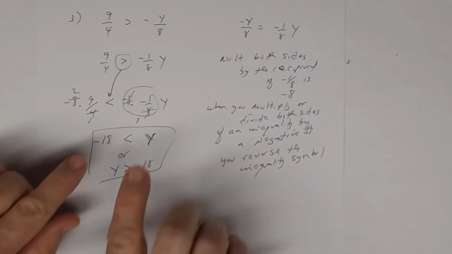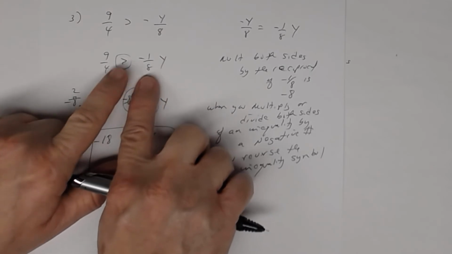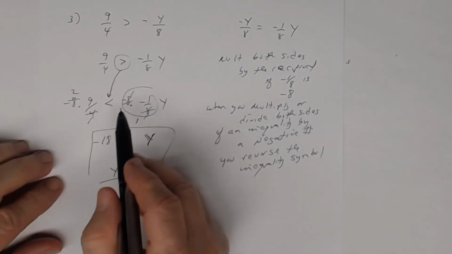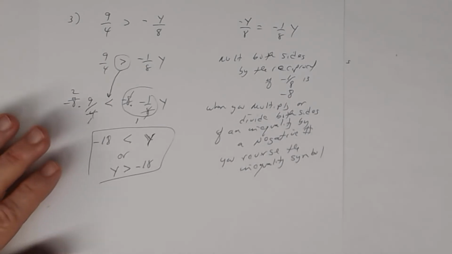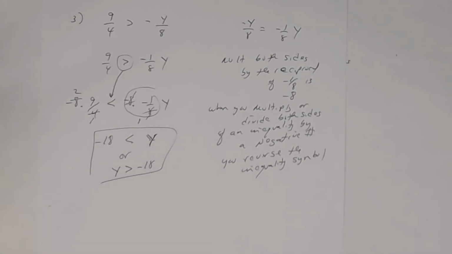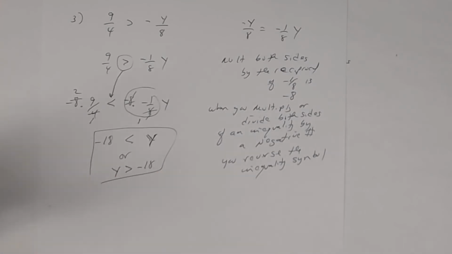So remember, whenever you multiply both sides or divide both sides of an inequality by a negative number, you have to reverse that inequality symbol. So don't forget to do that. That's sometimes easy to forget to do. So make sure when you think about an inequality and you're multiplying or dividing by a negative number, you got to stop and think, what else must you do?